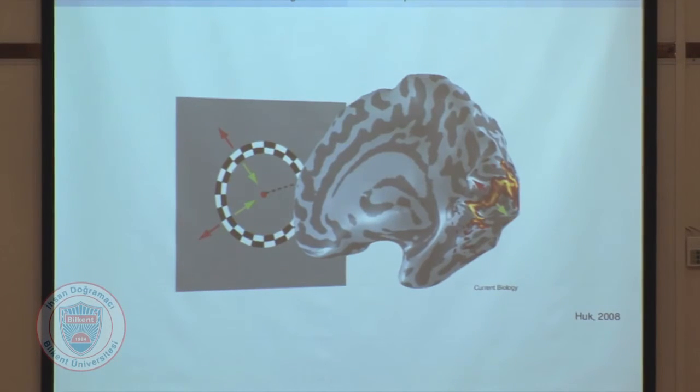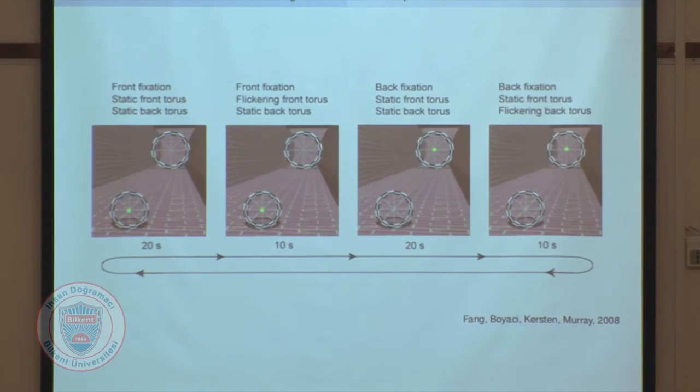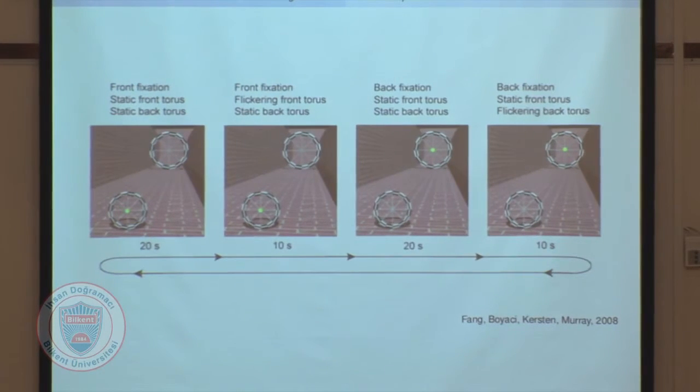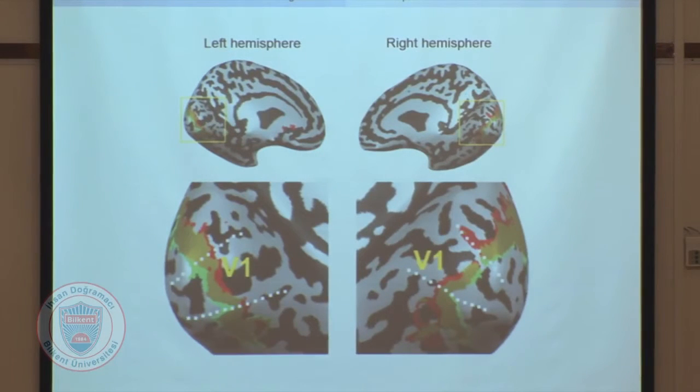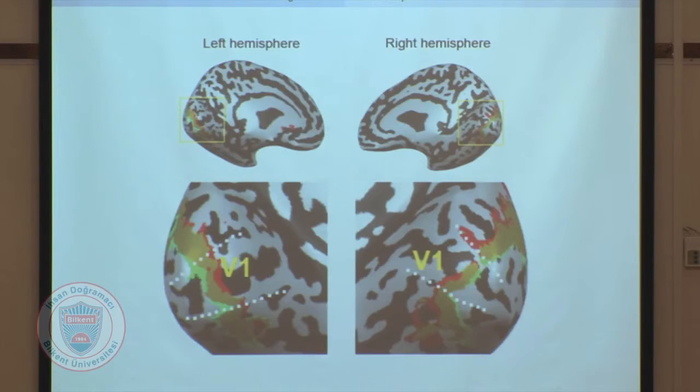Now, the question is this: given that these two rings have identical retinal sizes, are they going to activate the same areas in the cortex? Or, because they are perceived to have different sizes, are they going to activate different parts of the visual cortex? And the answer is the second. They activate different parts of the cortex. The red patch corresponds to the activity for the ring that was perceived as further and larger. The green one corresponds to the ring that is perceived as closer and smaller. And just like they were really different rings, the activity that they created was also different. And this shift in the pattern of activity was consistent with the perceptual effect.